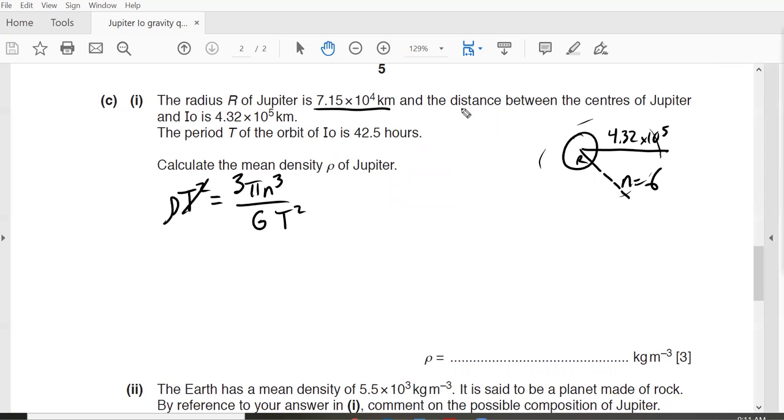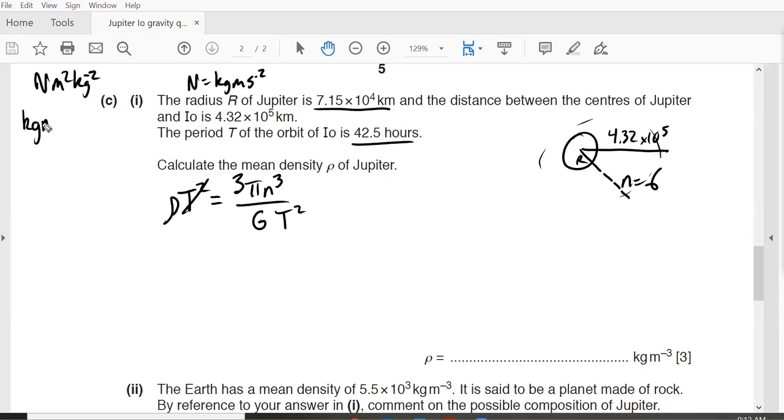We know G. Oh, T, look, they give us T in hours. That's no good. When we plug in G, the units that I mentioned earlier, Newton meters squared per kilogram squared, there's actually another way to write this. This is per kilogram squared. Students of physics will know that a Newton is a kilogram meter per second squared, right? Those are the base units of the Newton. So if we plug that in here, we'd have what?